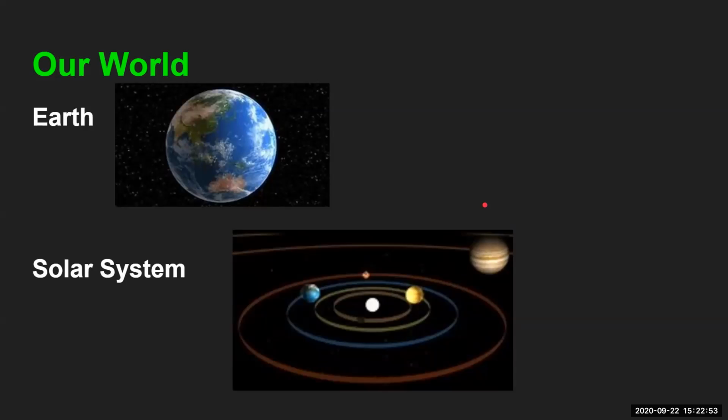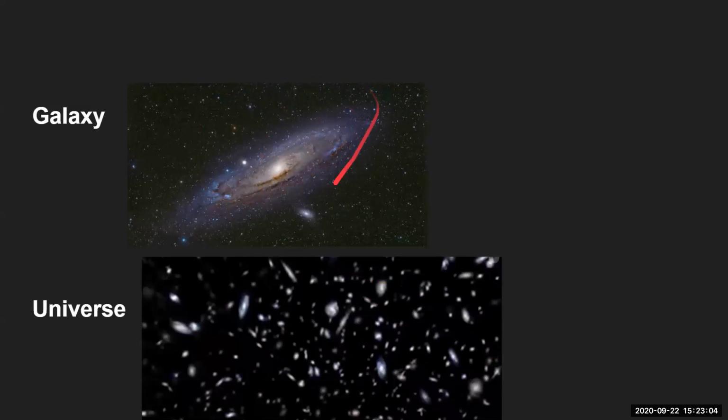Now let's take a look at our world. Like we live on our earth, and earth lies in the solar system. And our solar system lies in a galaxy, our Milky Way, this is a galaxy. Our galaxy contains many solar systems. Like this galaxy has thousands of solar systems, or millions we can say.